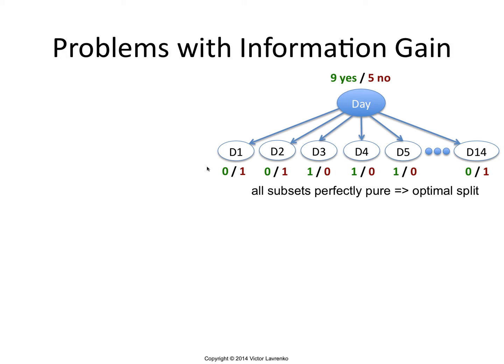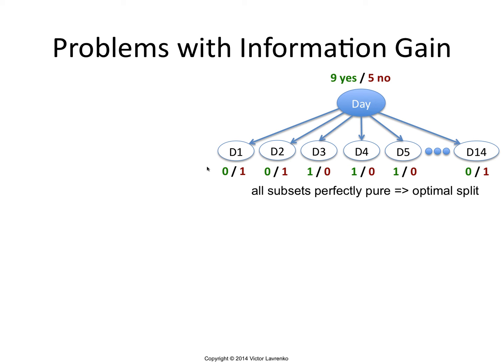So what would happen if we split on a day? If you split on a day, there were 14 days in the training set, so we would end up with 14 singletons. And each one of those singletons would be by definition pure. So why is it pure? Because on each day, John either played or didn't play, so each one of those is going to be either positive or negative.